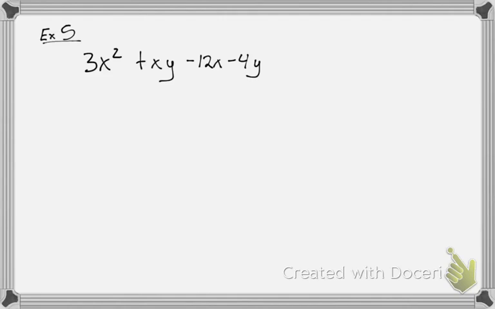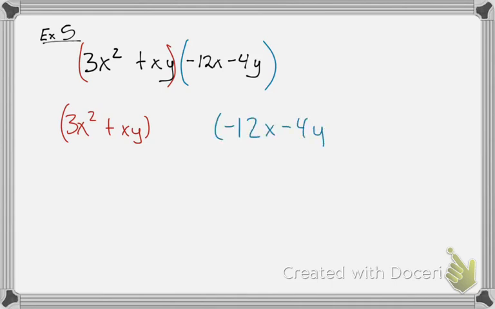Now occasionally we get problems that have more than one variable. It's done the same way though. So on example 5, last example, we've got 3x squared plus xy minus 12x minus 4y. Still going to split it into pairs. So my first pair being 3x squared plus xy. And my second half of the problem, negative 12x minus 4y. I'm going to look for what they each have in common.